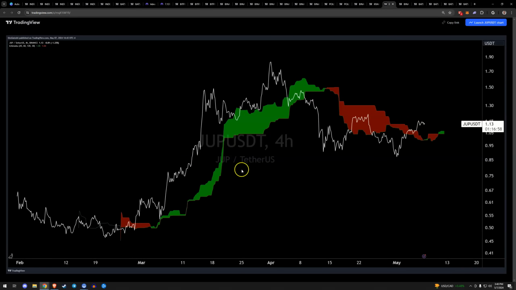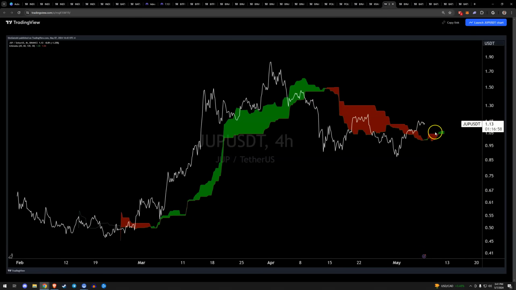Totally fine. Here's JUP on the 4 hour. Again, it gets you in, tells you where it's slowing down, momentum potentially reversing, and definitely tells you to get out before the broader breakdown in April. And here it's telling you we may have a chance for bullish continuation again.